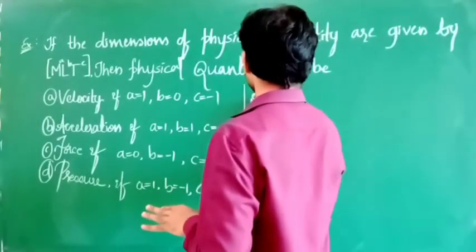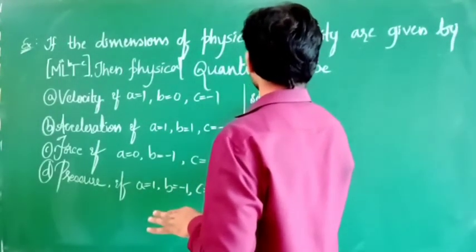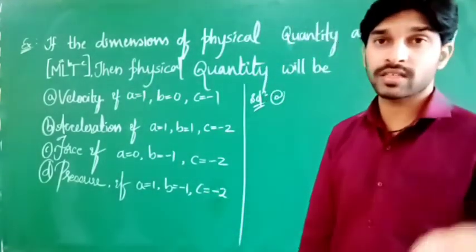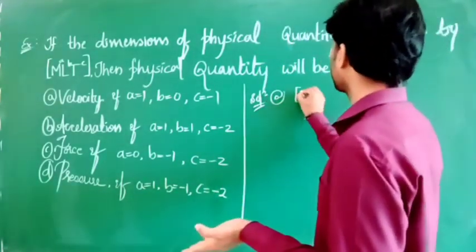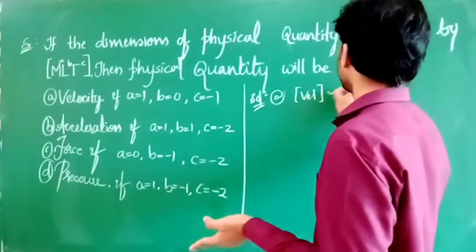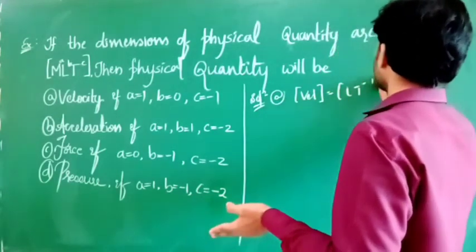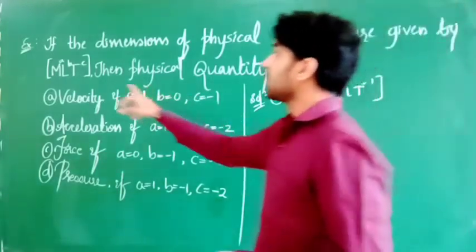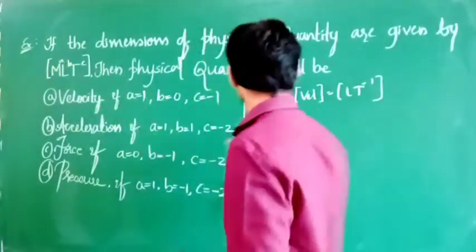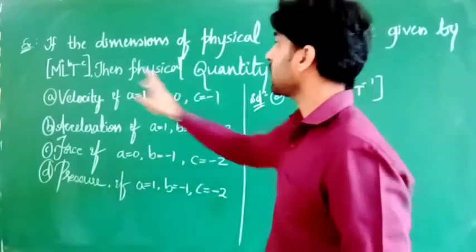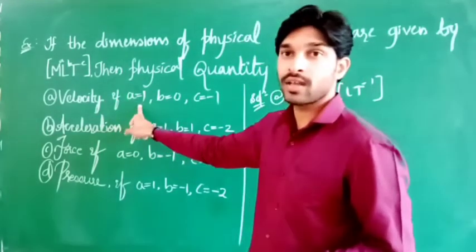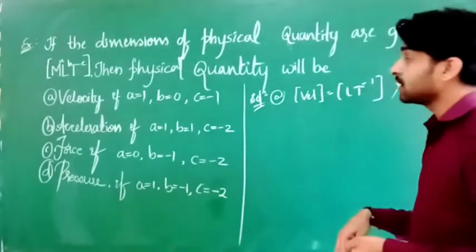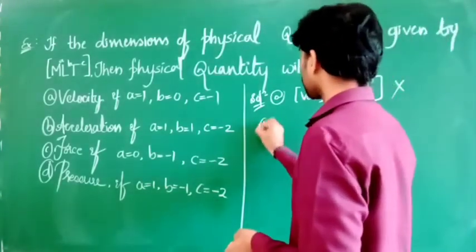Okay, solution. For velocity we will go first. Option A. Velocity means what? Simply displacement divided by time. That means the dimensional formula for velocity is nothing but L t power minus 1. Correct? Now check m power 0. Here we don't have m. That means the a value should be 0. The a value here is 1. That means option A is the wrong option. Clear? Next check for B.